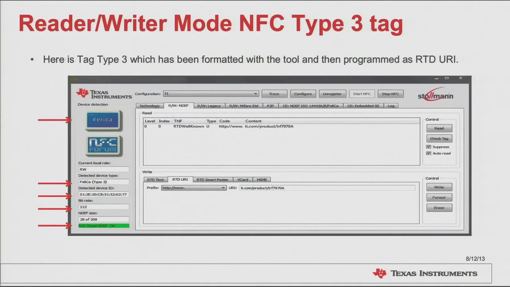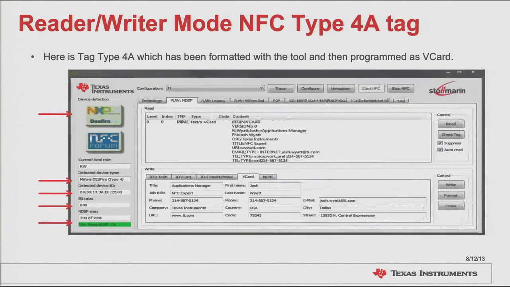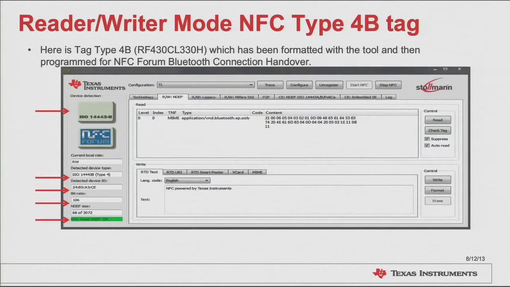Here is tag type 3 from Sony, also known as Felica, which has been formatted with the tool and then programmed as an RTD URI. Here's tag type 4A, which has been formatted with the tool and then programmed as a V-card or electronic business card. Here's tag type 4B, which has been formatted with the tool and then programmed for an NFC Forum Bluetooth connection handover, as used to simplify the pairing process.